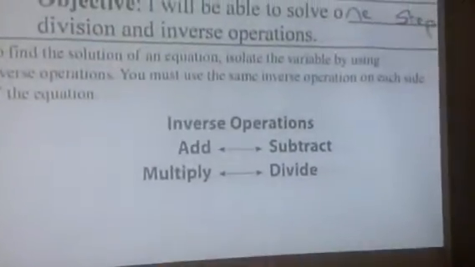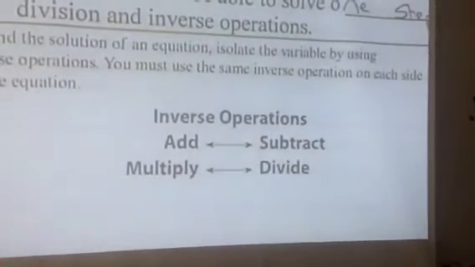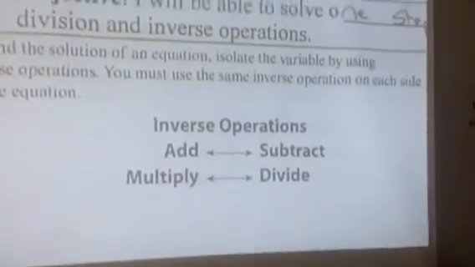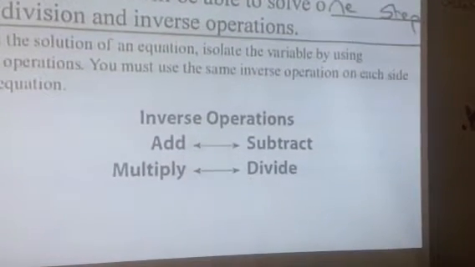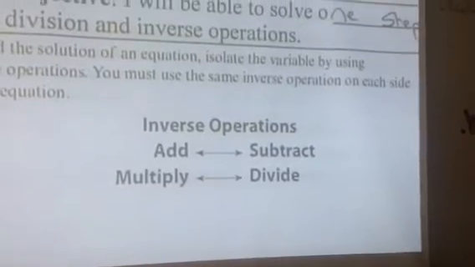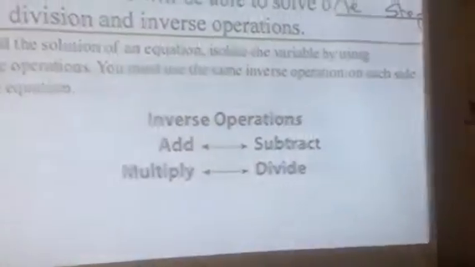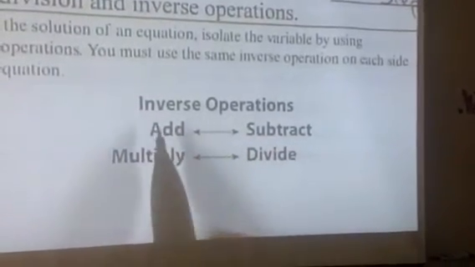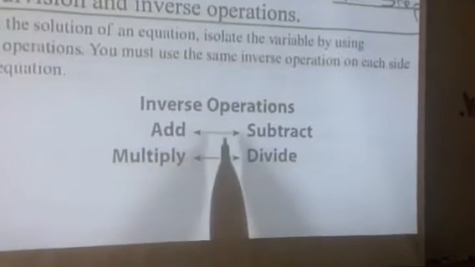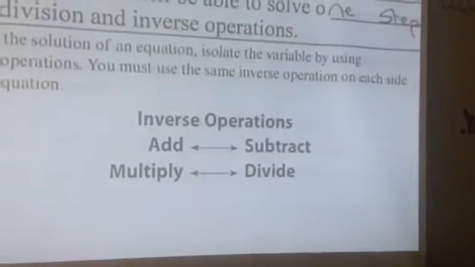So in lesson 19, we looked at one-step equations using addition and subtraction. Today we're going to look at multiplication and division. So to find the solution of an equation, what you've got to do is isolate the variable using inverse operations. You must use the same inverse operation on each side of the equation. Addition and subtraction are inverse. Multiplication and division are inverse. Inverse means the same thing as opposite.